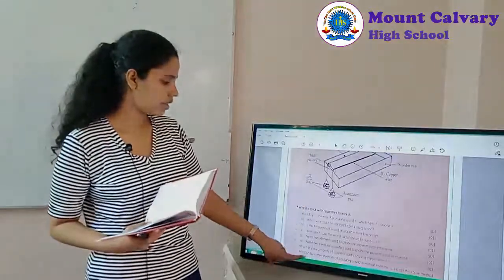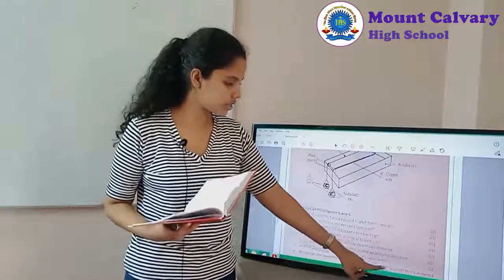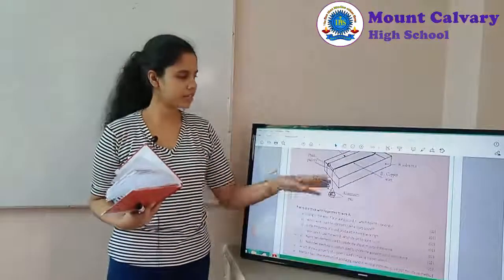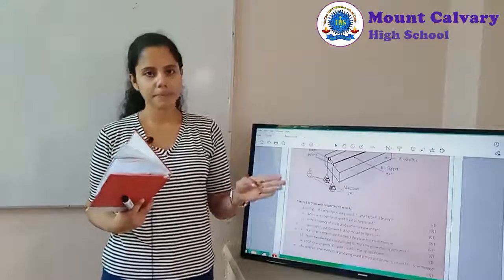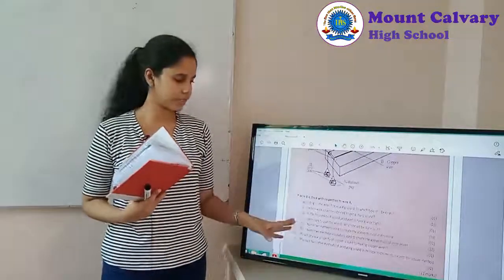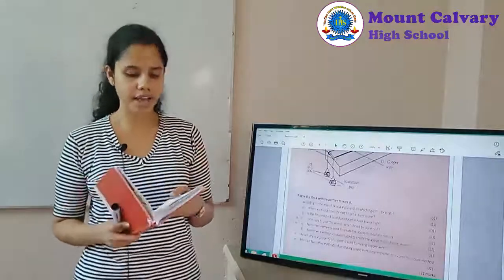Then the sixth one: mention two other methods of producing sound in musical instruments, except the above method. So what are the other two methods? Here we used vibrating strings. The other two methods are vibrating membranes and vibrating air columns.